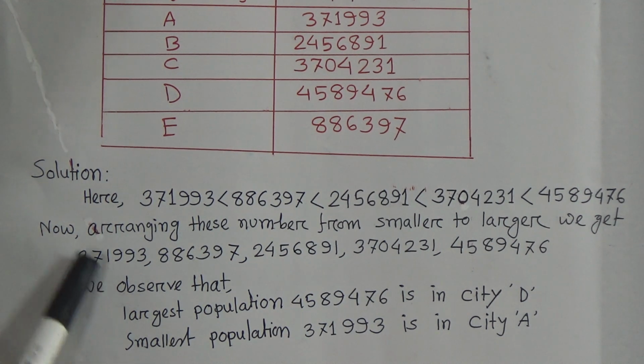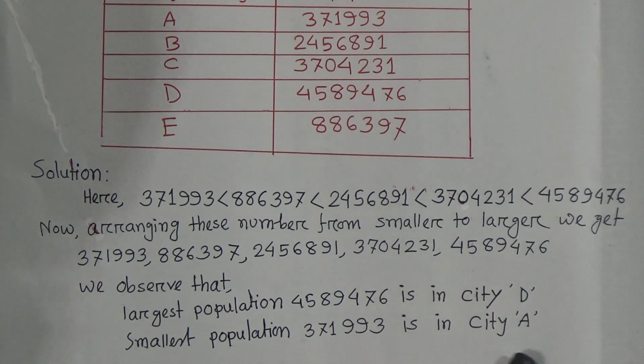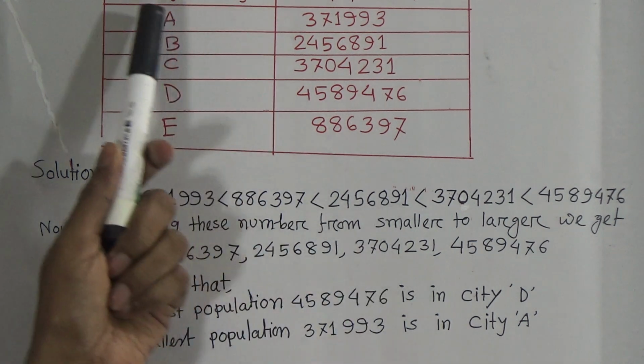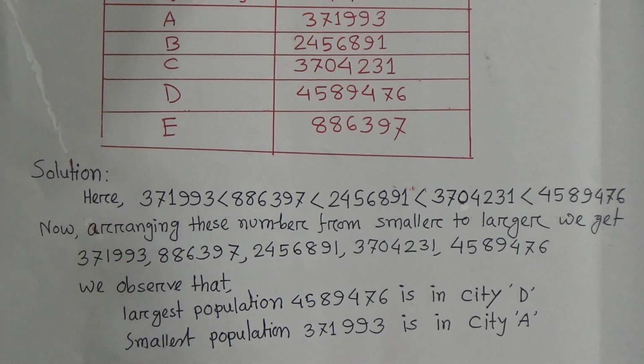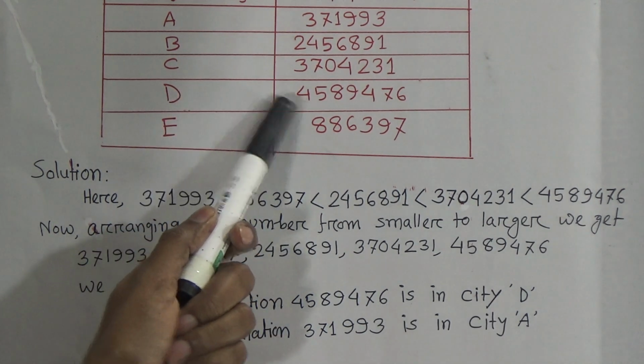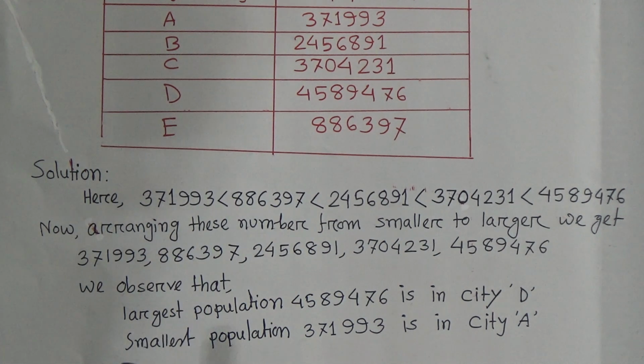And where is the lowest population? Answer, the name of this city is A. In city A, the lowest population. So I have written, look, the smallest population 3,71,993 is in city A. And the largest population, 45,89,476, is in city D. You see, this is the greatest population among the populations.